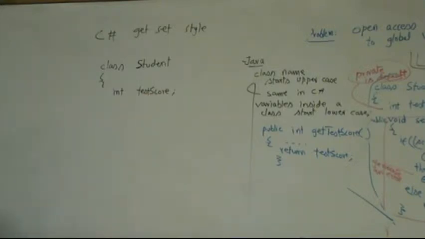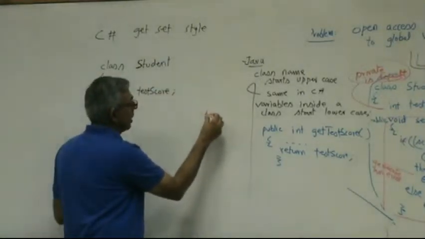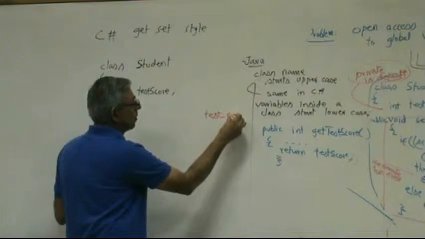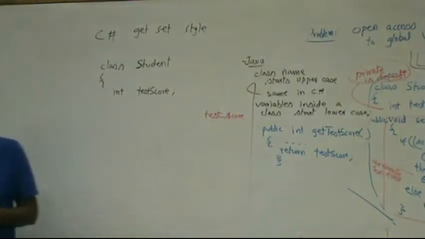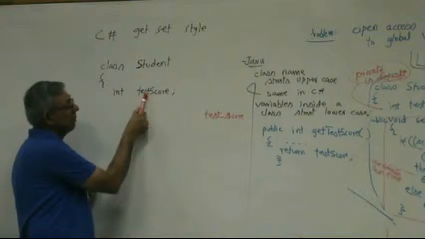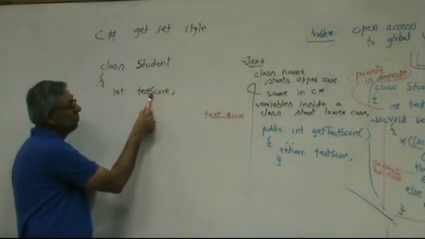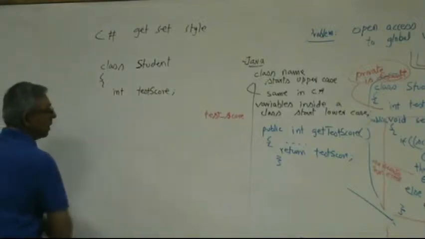Now, if you are programming in C++, then rather than declaring it as testScore, you will write it as test underscore score, or some people will write it all lowercase. So we use underscore if the variable name consists of multiple words, right? But in both Java and C#, we do not use underscores. We simply start the variable lowercase, and each following word starts uppercase. So try to follow the proper convention for each language.